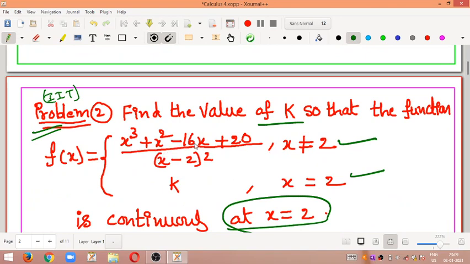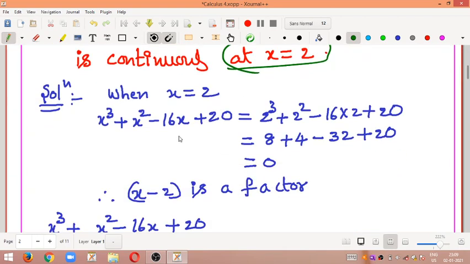Before going to that, first of all we have to find the factors of this polynomial. Again that will become easy. So when x is equal to 2, we want to find the factors of this. By substituting x is equal to 2, if it is satisfied, then it is said to be one of the factors. So for that purpose, substituting x is equal to 2 in this polynomial: 2 cubed plus 2 square minus 16 into 2 plus 20. That means 2 cubed is 8, 2 square is 4, 16 times 2 is 32, plus 20. 8 plus 4 is 12, 12 plus 20 is 32, 32 minus 32 is equal to 0.